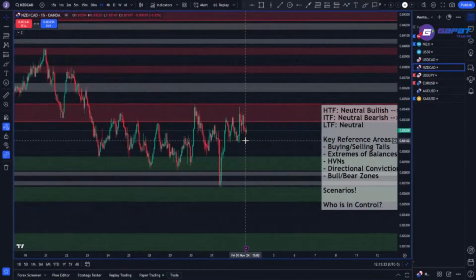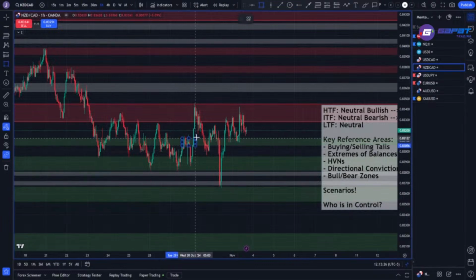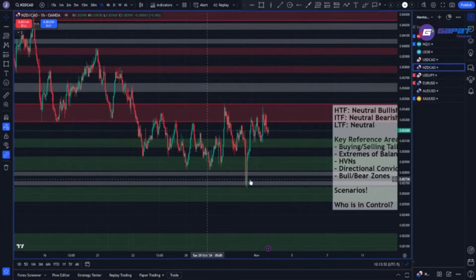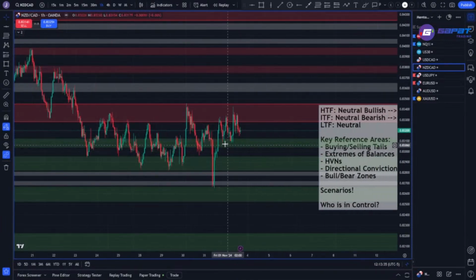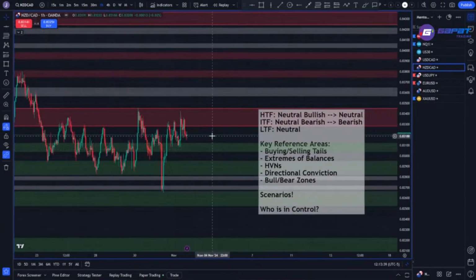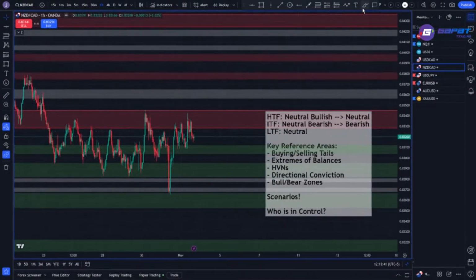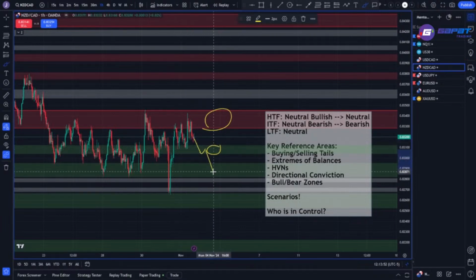Now, if we zoom in a little bit, we will have a level right here. This will be the high volume node of the bigger range, and it will also be the balance area low of the smaller range. So it's definitely not as important as this level, but this will still be an important level, an important indicator of who's in control. So if we swiftly break below here, break this basing, pull back into it, we could see continuation into here or even lower into here.